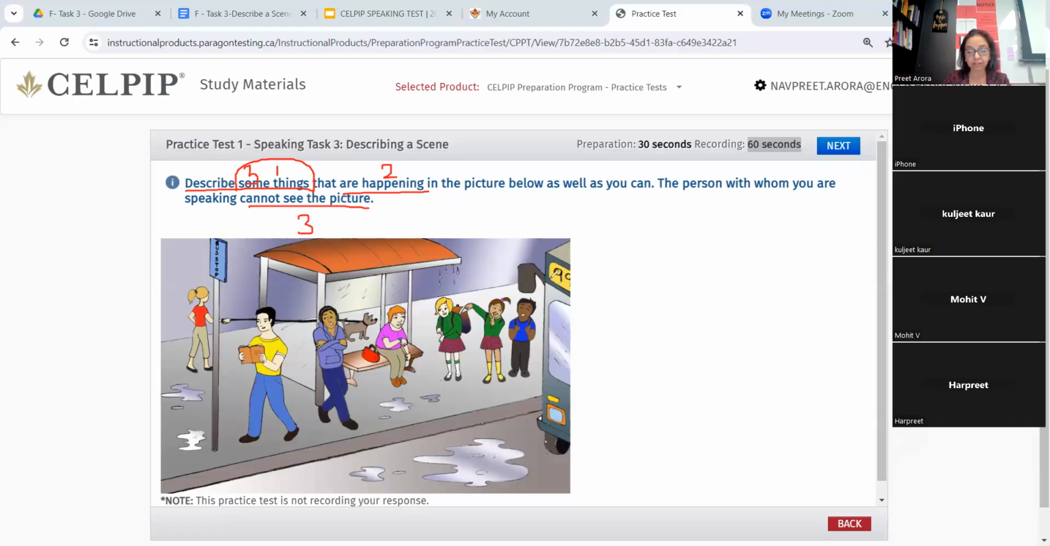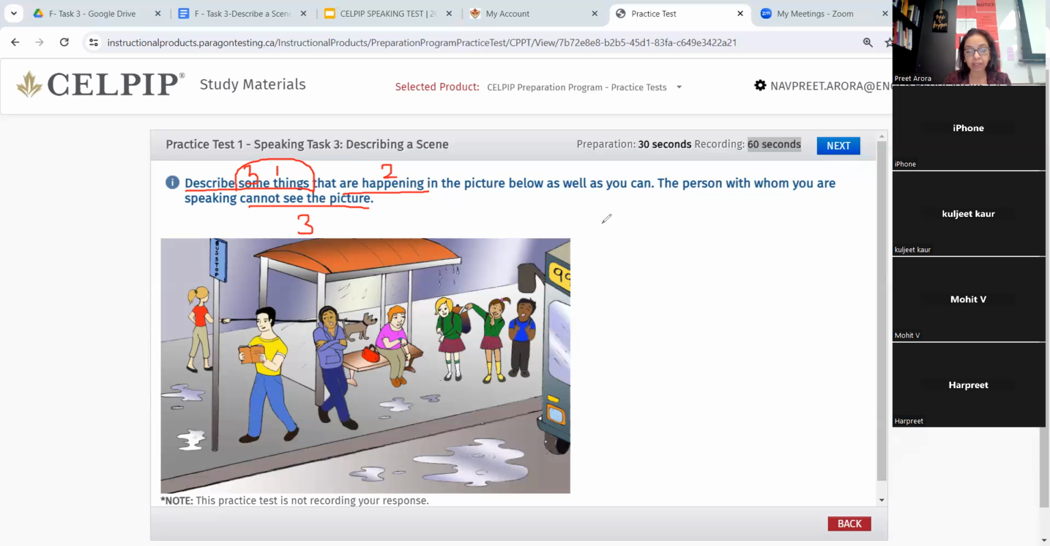So if I see there is a car, there is a bus here which has come to take the passengers on, and there are some people who are waiting. There are school kids, there are adults, and there is a girl with a dog walking past here. Now, these are the things happening. So what to say in the exam?